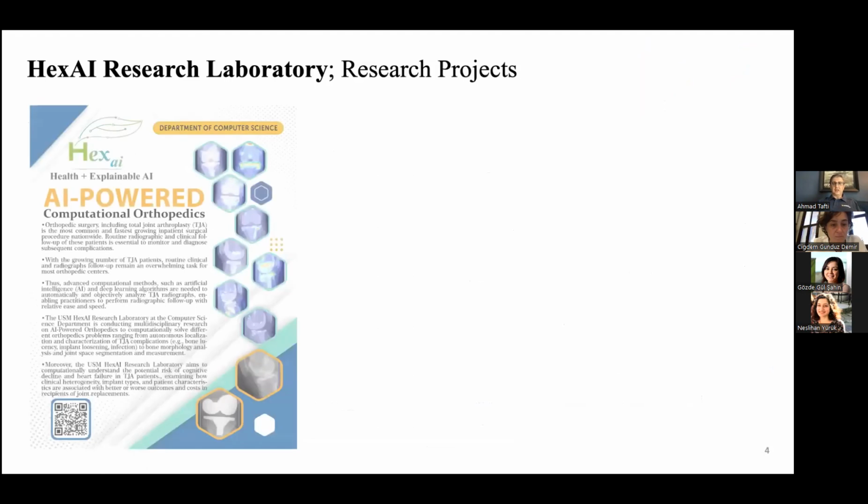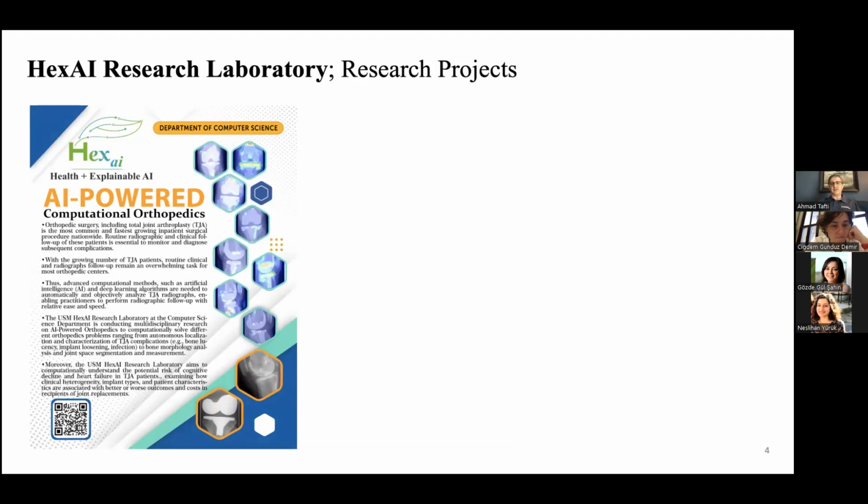Here you can see the two main research projects we are now working on at the HEGS AI Research Laboratory. One we call computational orthopedics. In computational orthopedics, we are developing natural language processing and computer vision algorithms to harness medical images, radiology reports, and clinical notes related to orthopedics, ranging from different settings including, for example, shoulder, hip, and knee, image analysis and radiology report analysis.